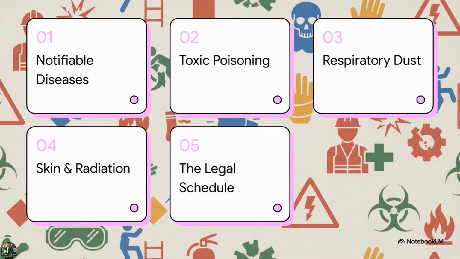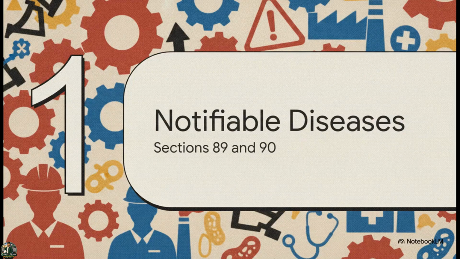First, what exactly are notifiable diseases? Then we'll explore toxic chemicals and metals, move into the respiratory invaders, examine skin, radiation, and biology, and finally, wrap up with why this schedule actually matters today. Okay, part 1. What are notifiable diseases?